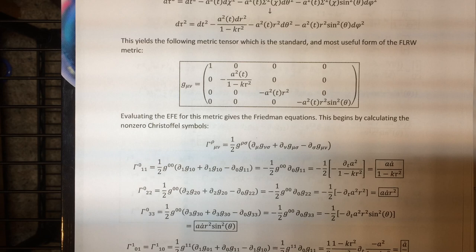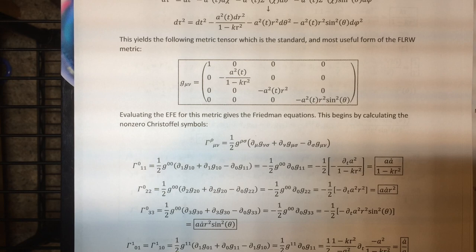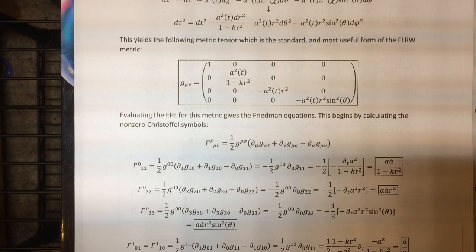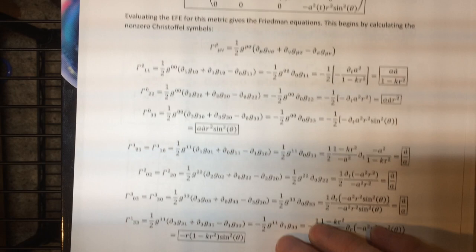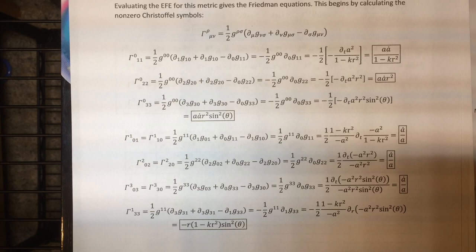It's beautiful. Okay, so now we need to plug this into the Einstein field equations to get the Friedmann equations for these scale factors. And the first step to doing that is to evaluate the Christoffel symbols for this metric. I think there are 19 non-zero ones. I haven't actually counted recently, so I'm not totally sure. But basically, I'm going to put the calculation on the screen, and if you want to look at it in detail, you can pause the video. I'm only going to explain what I did for one case, and all the rest is basically the same.